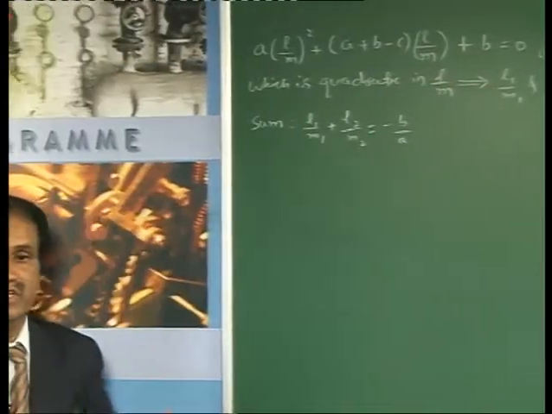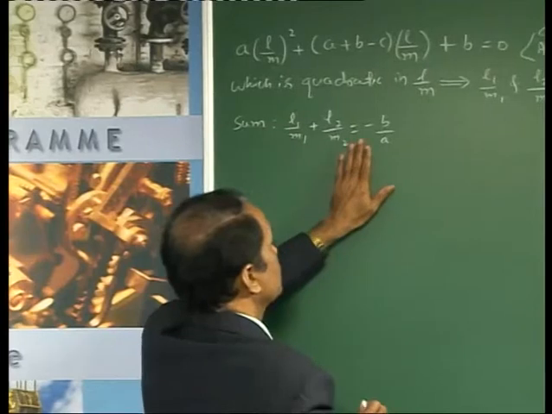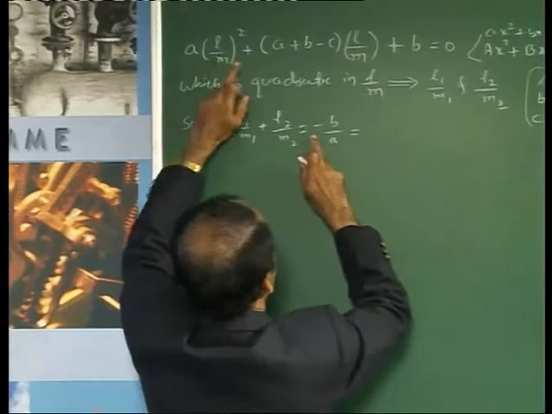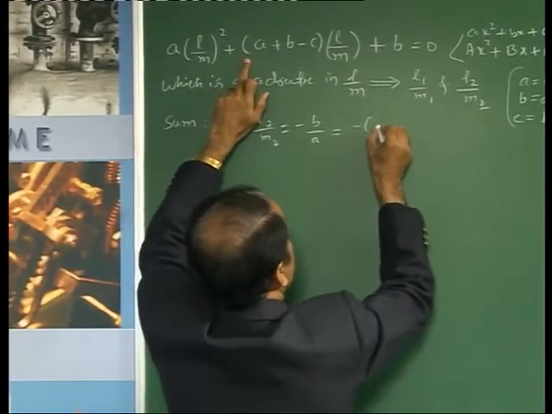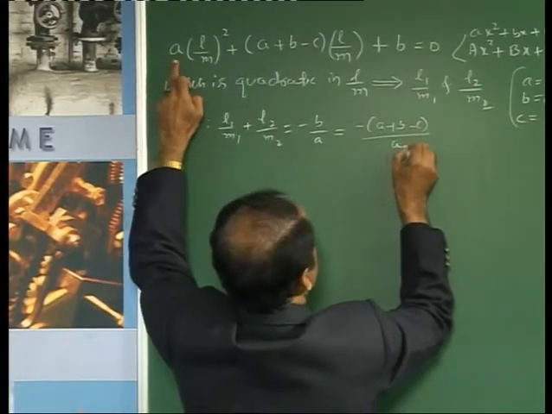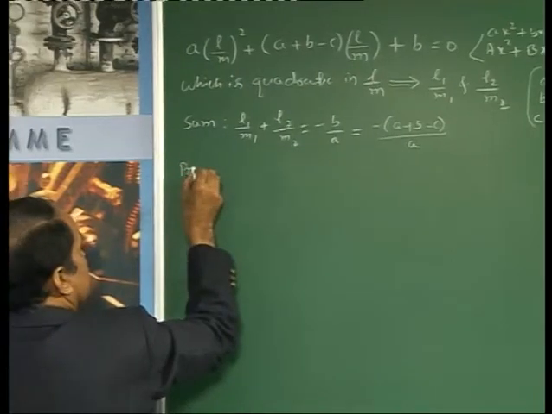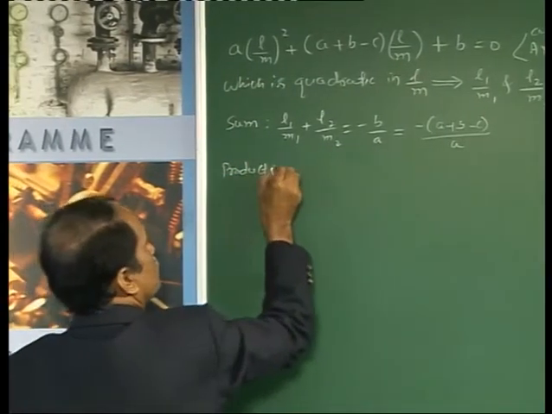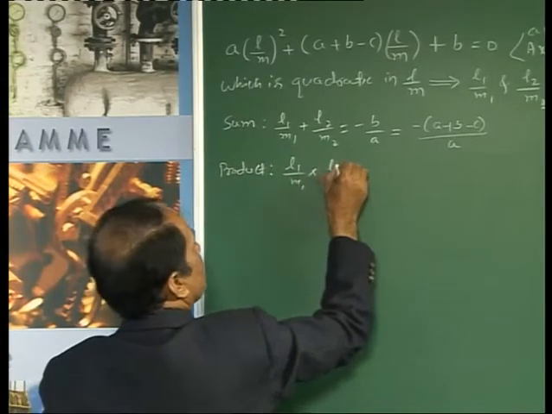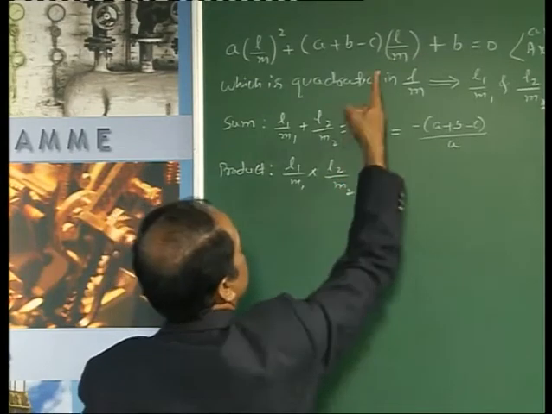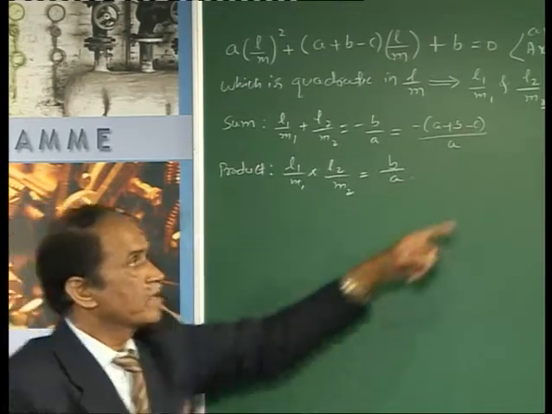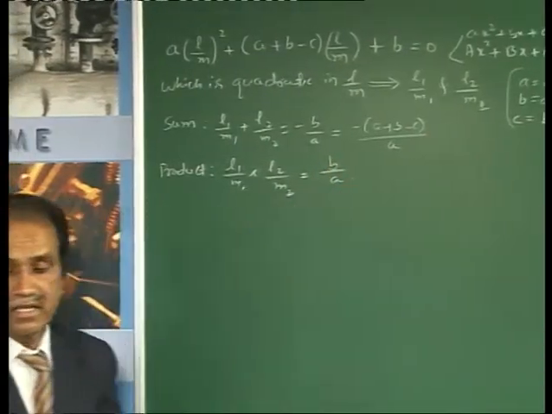According to the property of quadratic equations, the sum of the two roots is equal to minus b by a. According to our equation, that is minus (A plus B minus C) by A. And the product of the two roots, L1 by M1 into L2 by M2, is c by a. Since c is equal to B, that is B by A.